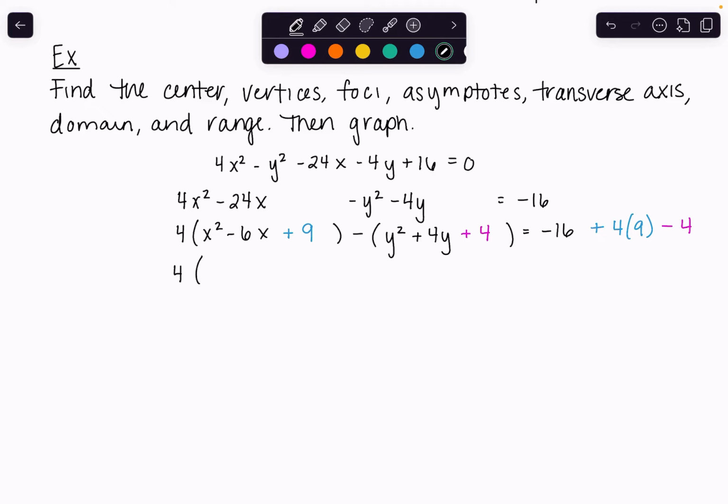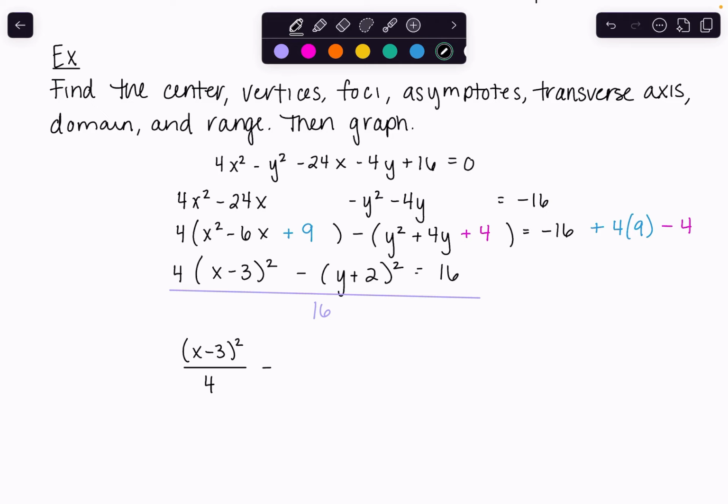Now the x's I can factor as x minus 3 squared. The y's I can factor as y plus 2 squared. And then on the right-hand side, I have negative 16 plus 36 minus 4. That really gives me 16. But in order to have this hyperbola in standard form, I've got to go through and divide by 16. So that leaves me with x minus 3 squared over 4 minus y plus 2 squared over 16 equals 1.